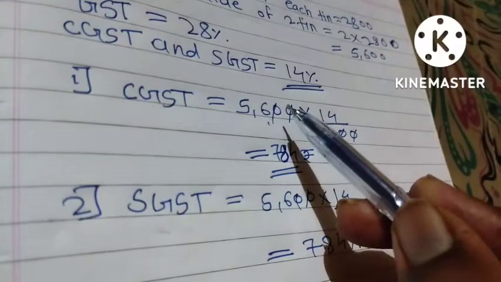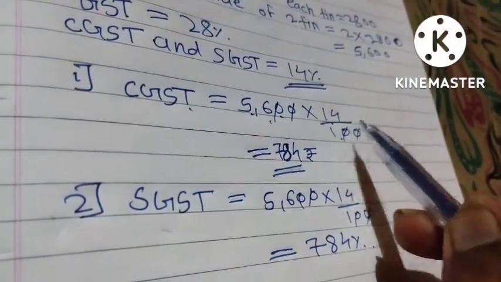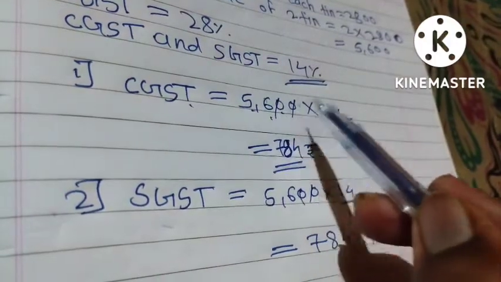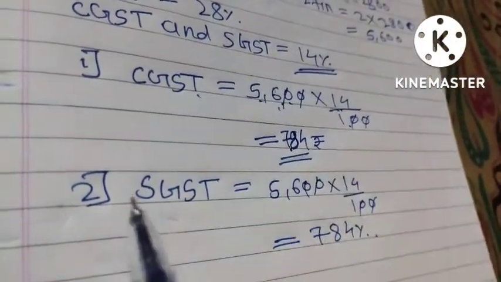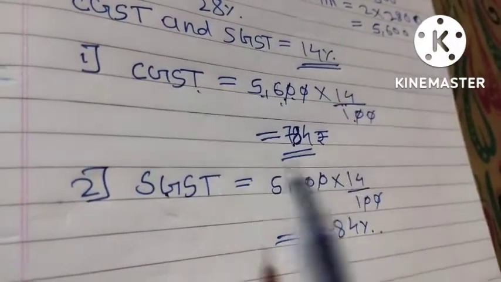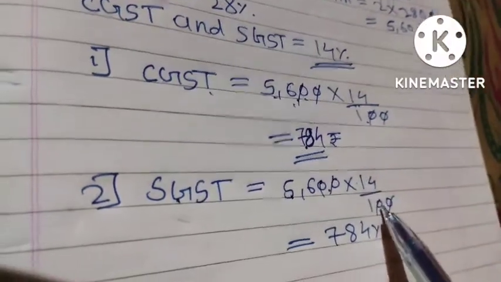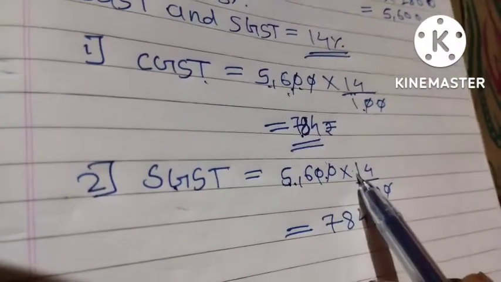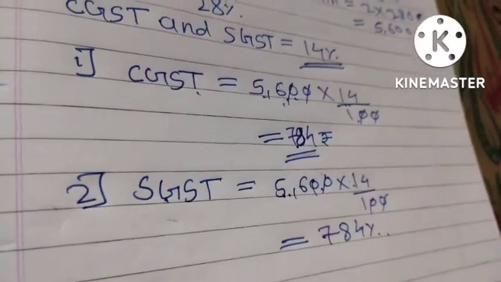CGST is equal to 5600 into 14 upon 100. 0 will be cut. 56 into 14, the answer will be 784 rupees. So for the SGST, same process. 5600 into 14 upon 100. 0 will be cancelled. 56 into 14 will be 784 rupees. Let's move on to the next question.